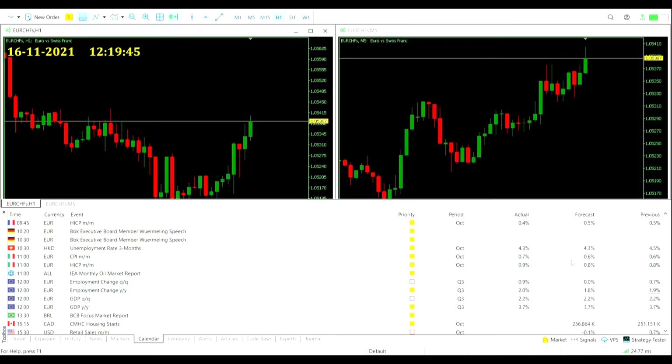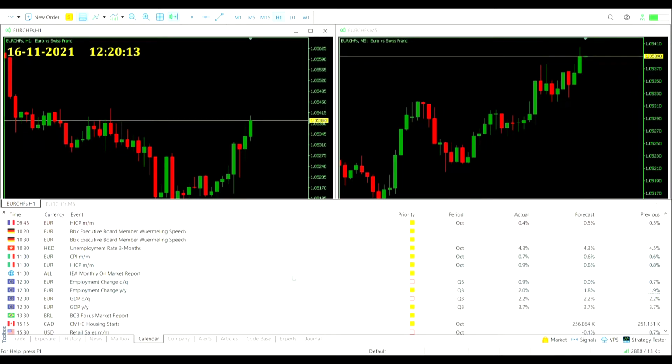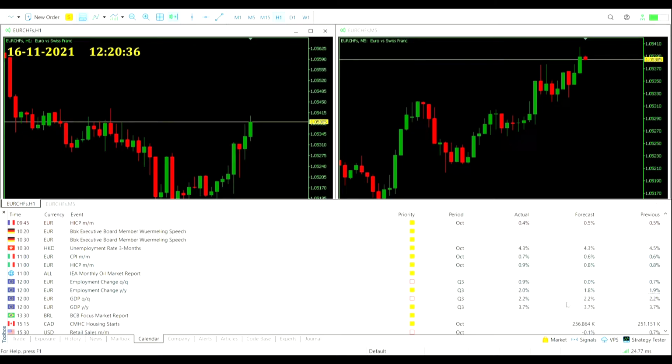0.6 was already looking a little high, 0.7, slightly worse. You don't want to see numbers at that level. How's the Eurozone as a whole looking though? Quarterly employment change, 0.9% increase. Pretty good. Honestly, a good beat from the flat forecast at 0.0. And the GDP quarterly coming in as expected at 2.2%.